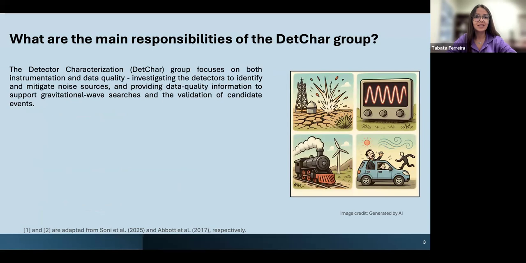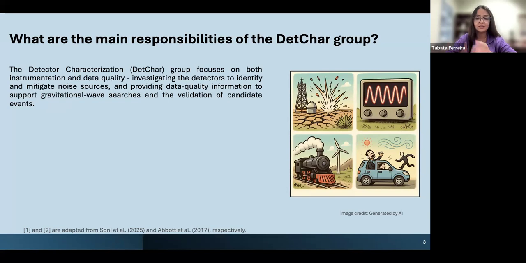All right, so what are the main responsibilities of the detector characterization group? The detector characterization, or DETCHAR group, focuses on both instrumentation and data quality. They investigate the detectors to identify and mitigate noise sources and provide data quality information to support gravitational wave searches and the validation of the candidate events.